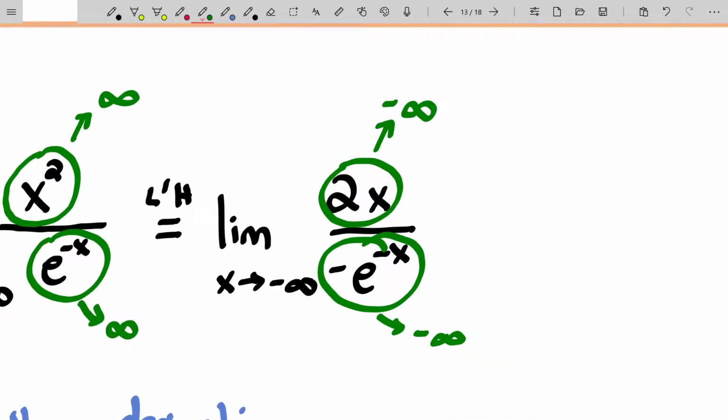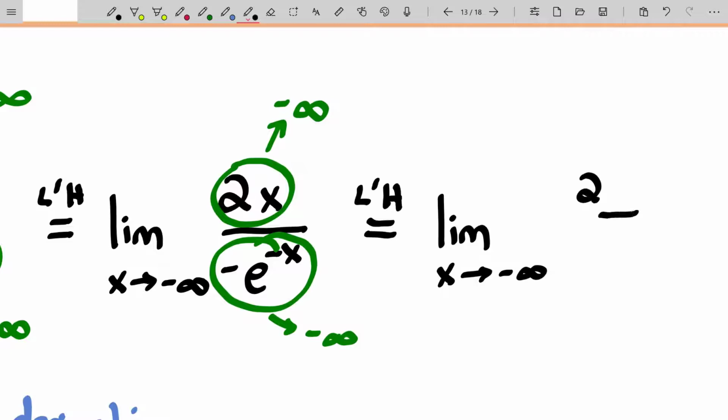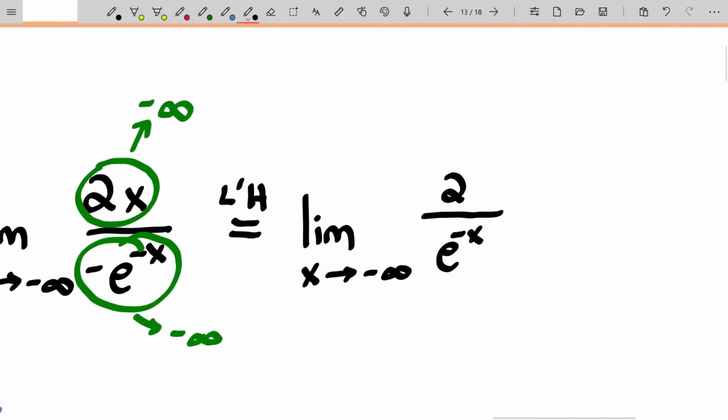So we're going to go ahead and use L'Hopital's rule yet again. I hope you've noticed that L'Hopital's rule is a theorem in calculus that can be used multiple times in a single problem. Doing L'Hopital's rule this last time, we get the limit as x approaches negative infinity. The derivative of the numerator is 2. The derivative of the denominator is a negative e to the negative x, which is just e to the negative x. And now if you allow x to approach negative infinity, you should be able to see that this denominator will approach infinity, and 2 over a massive number is 0.